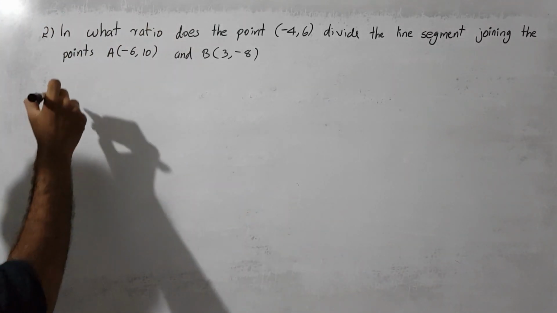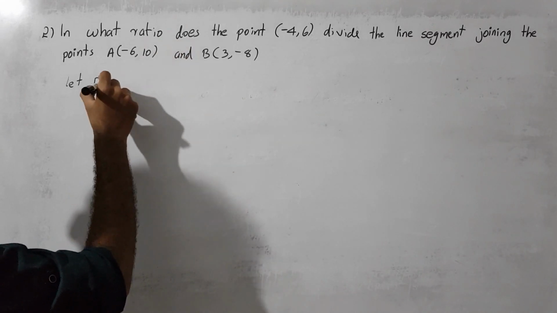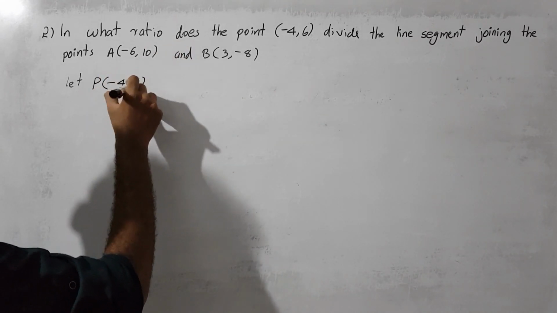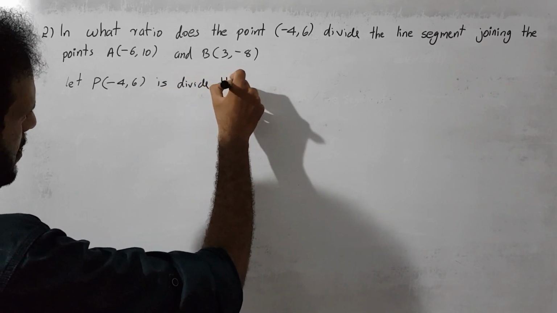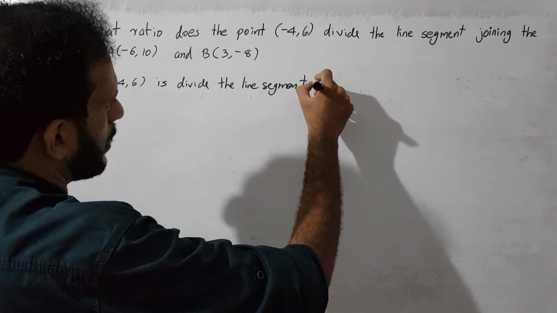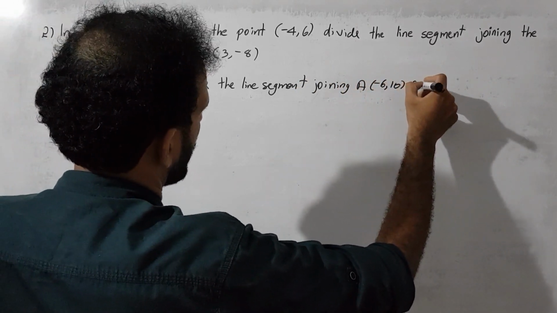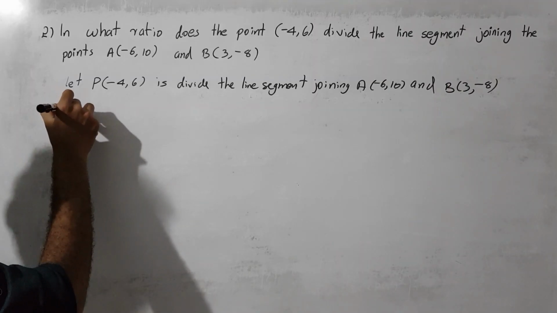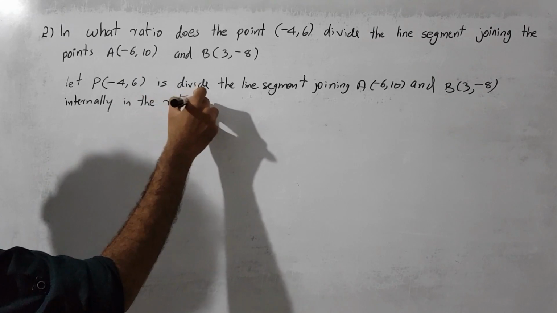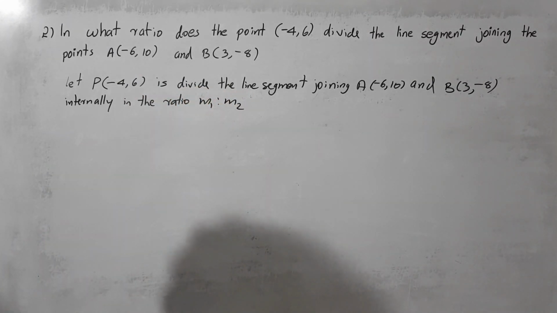Let P be the name of the point we are dividing at. Let P(-4, 6) divide the line segment joining A(-6, 10) and B(3, -8) internally in the ratio m1 is to m2. We don't know what m1 and m2 are, so we choose the ratio as m1 is to m2.